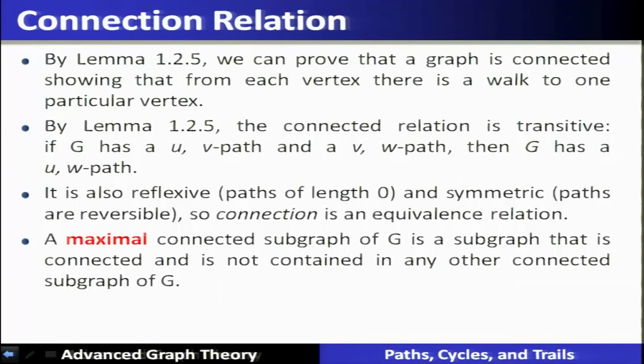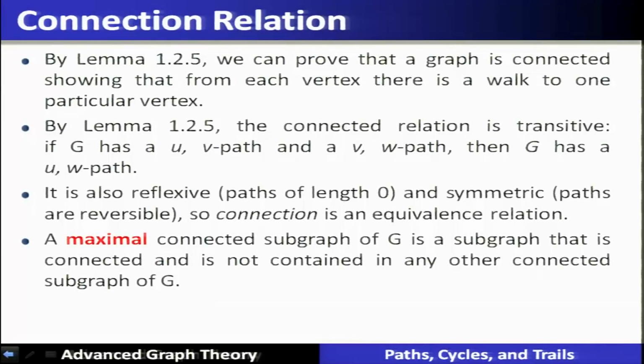Furthermore, if we see the reflexive relation induced by the connection relation, then a path of length 0 will be induced, and that is called reflexive. Similarly, as paths are reversible, that means if there is a UV path, a VU path also exists, so it also induces another relation, the symmetric relation. So all three relations exist, and when a connection relation is defined, hence the connection is an equivalence relation.